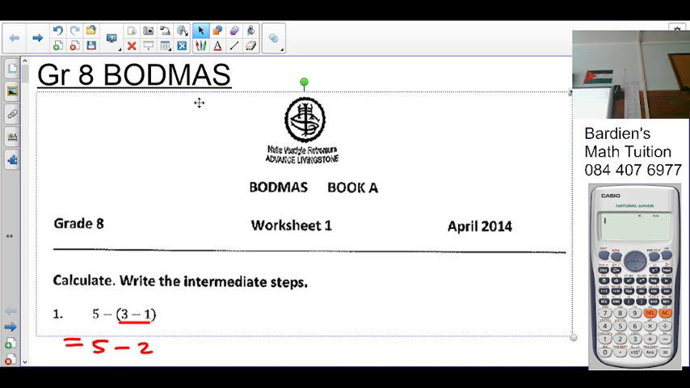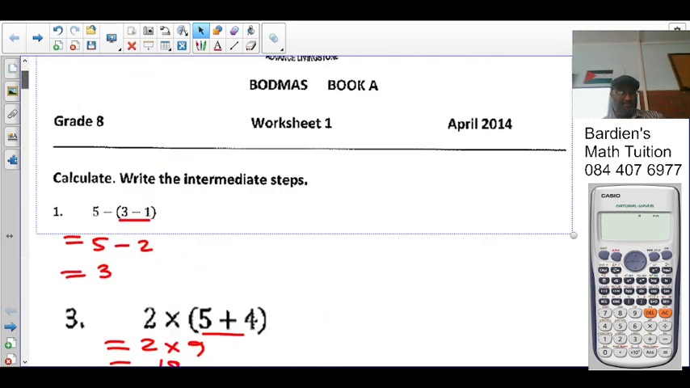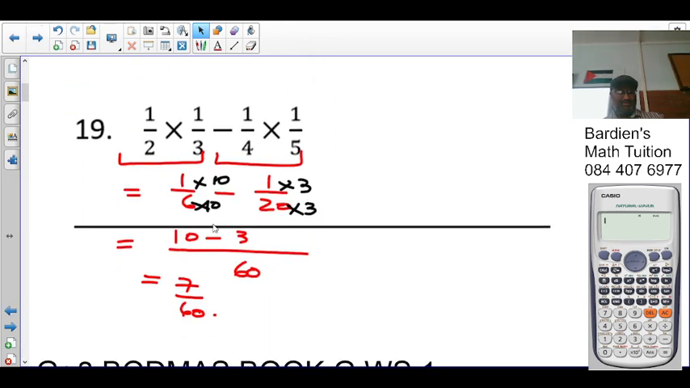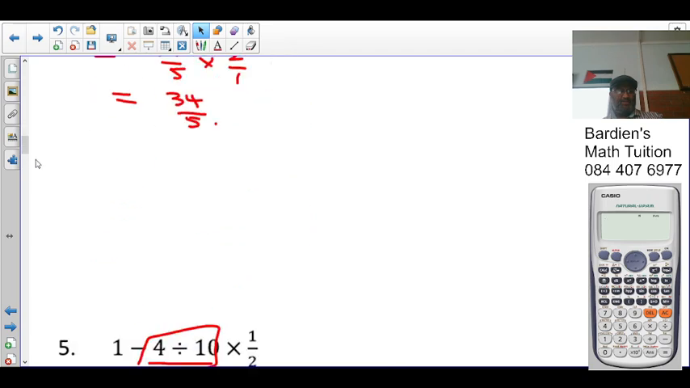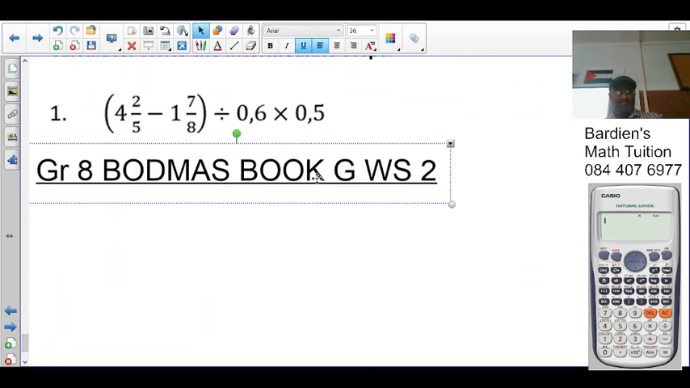The last Bodmas worksheet from this booklet is book G, worksheet 3. Book G, worksheet 1, worksheet 2, worksheet 3.